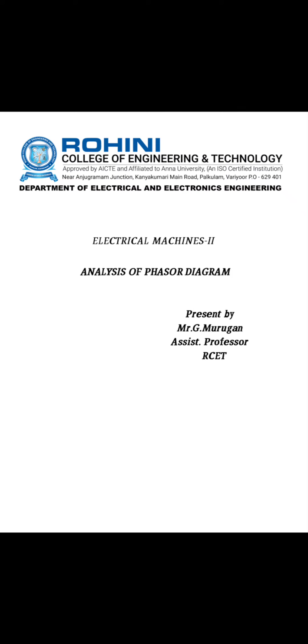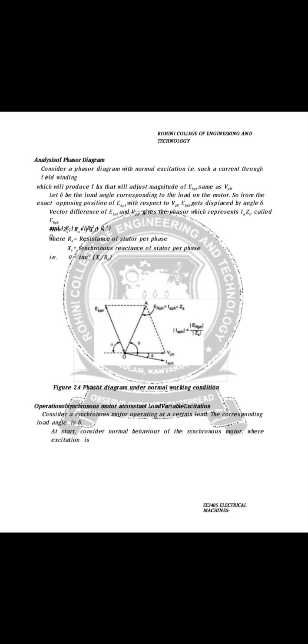Next, we are going to see the analysis of the phasor diagram. Consider a phasor diagram with normal excitation. That means such a current through the field winding which will produce a flux that will adjust the magnitude of E phase the same as V phase.